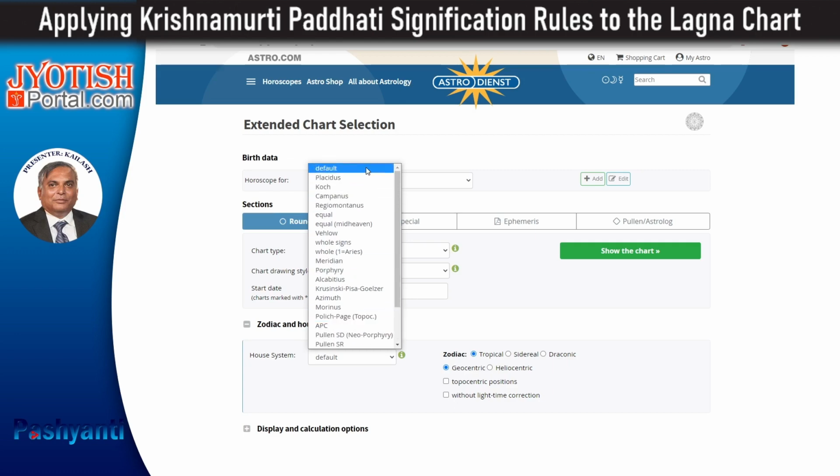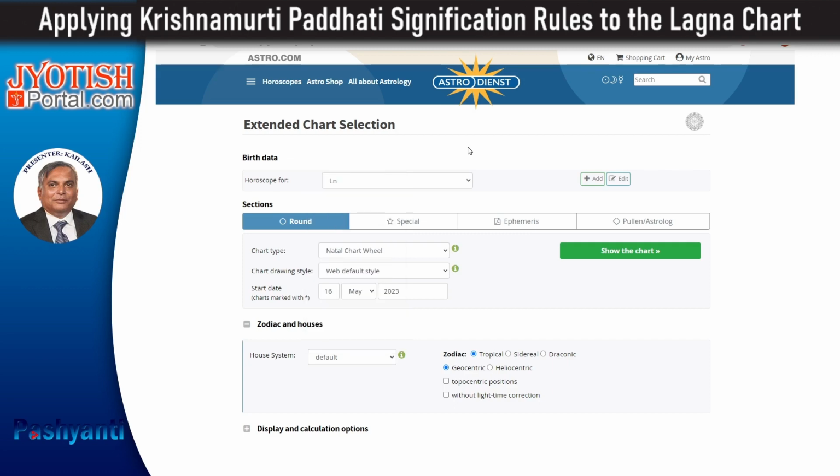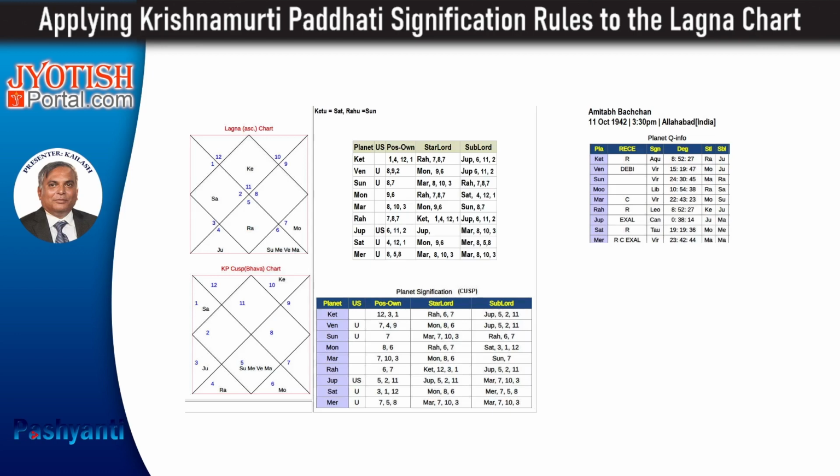But the idea here is, if you look at just the popular list of house divisions, then there are 1, 2, 3, 4, 5, 6, 7, 8, 9, 10. I guess maybe about 20. So it's all to the credit of Krishnamurti that he must have explored so many different kinds of house divisions, and then finally he decided to adopt the Placidus system. This is sheer genius.